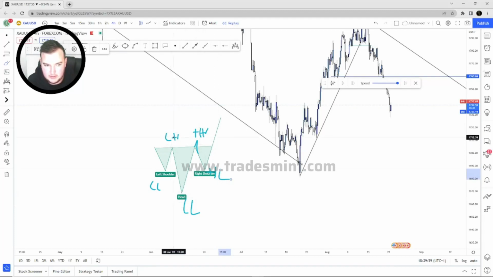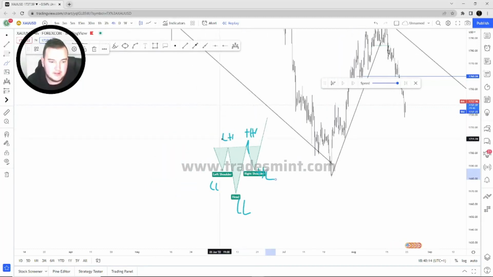I'm hoping you guys can see that. So we shift from making lower lows and lower highs to making higher highs and higher lows. And that is how price moves. And that is basically what a reversal pattern is. It's a shift in price, making a change of structure. So this is an example for buys. Let me show you an example quickly for sells.